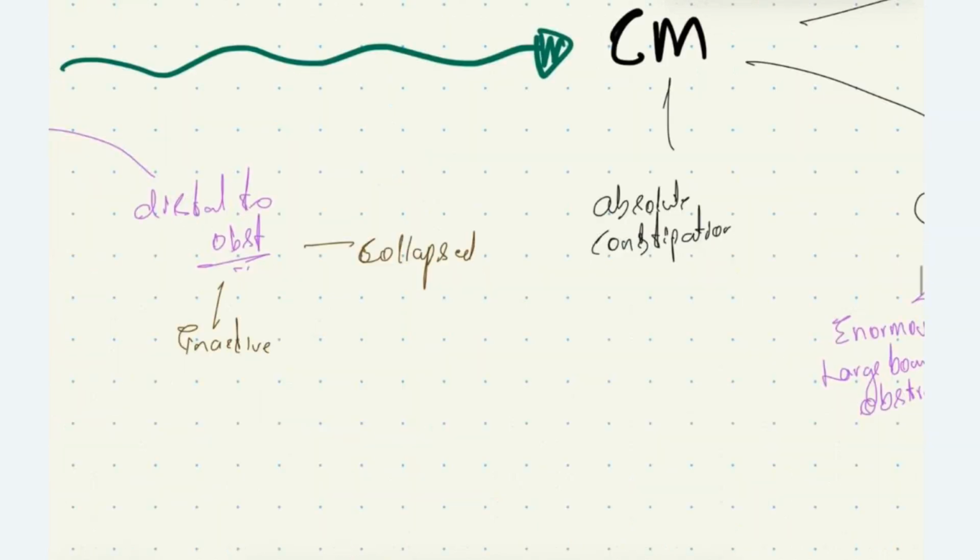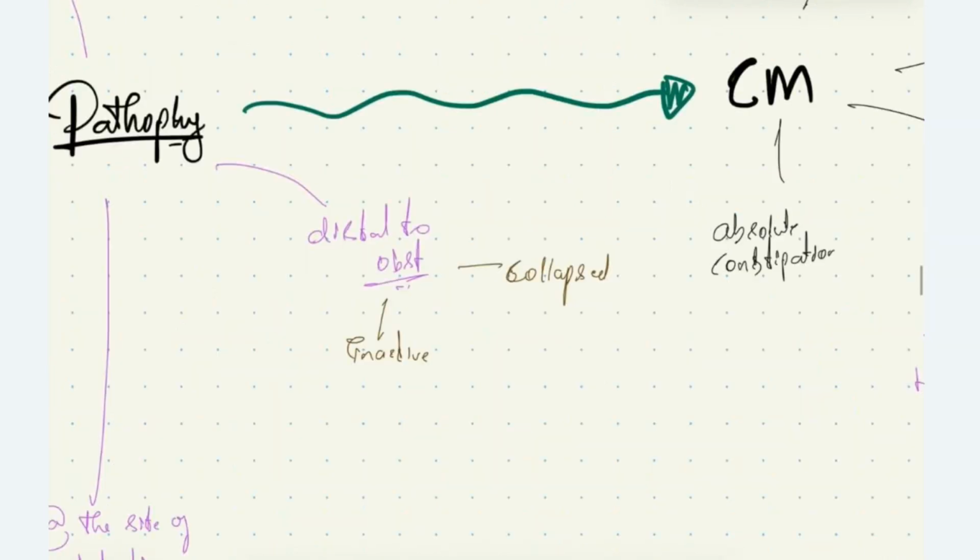Distal to the obstruction, since there are no gastrointestinal contents going into the distal part of the bowel, it will be inactive and completely collapsed.